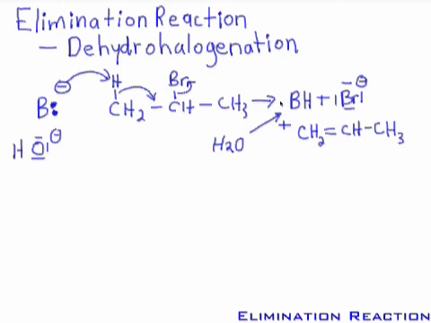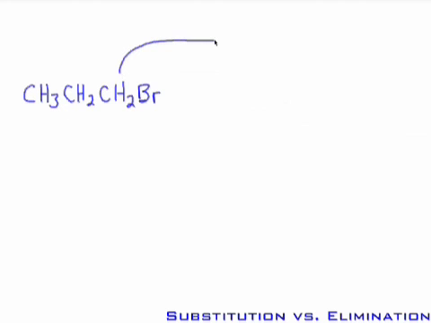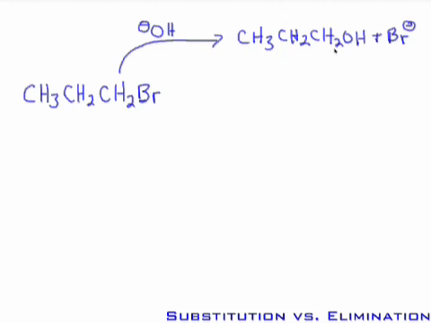So the elimination reaction, sometimes called dehydrohalogenation, is a reaction that occurs in direct competition with substitution. We can summarize this competition by taking a look at the molecule 1-bromopropane. I can react 1-bromopropane with hydroxide. If it undergoes nucleophilic substitution, the OH group substitutes for the bromo, and I get CH3CH2CH2OH plus Br minus. I get 1-propanol.